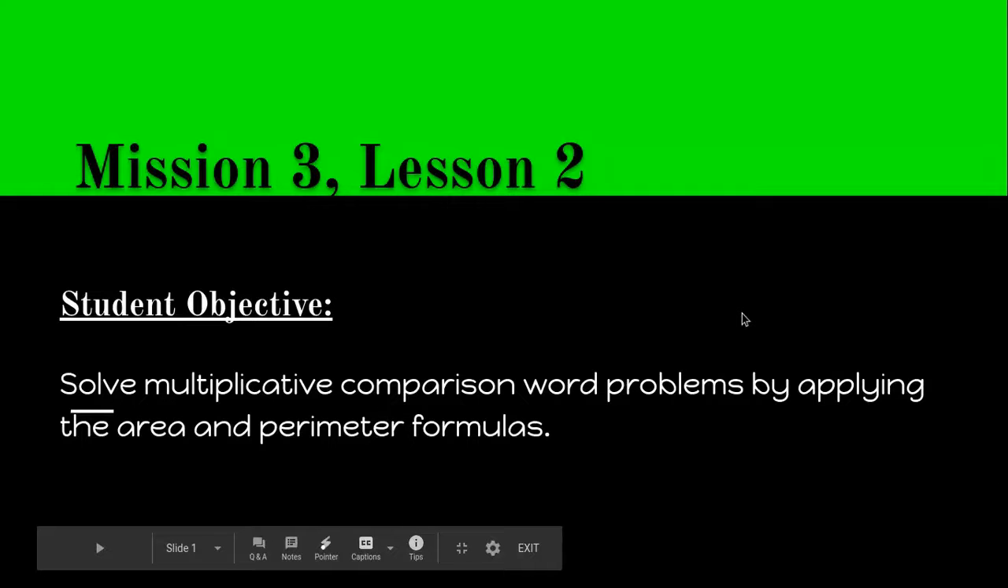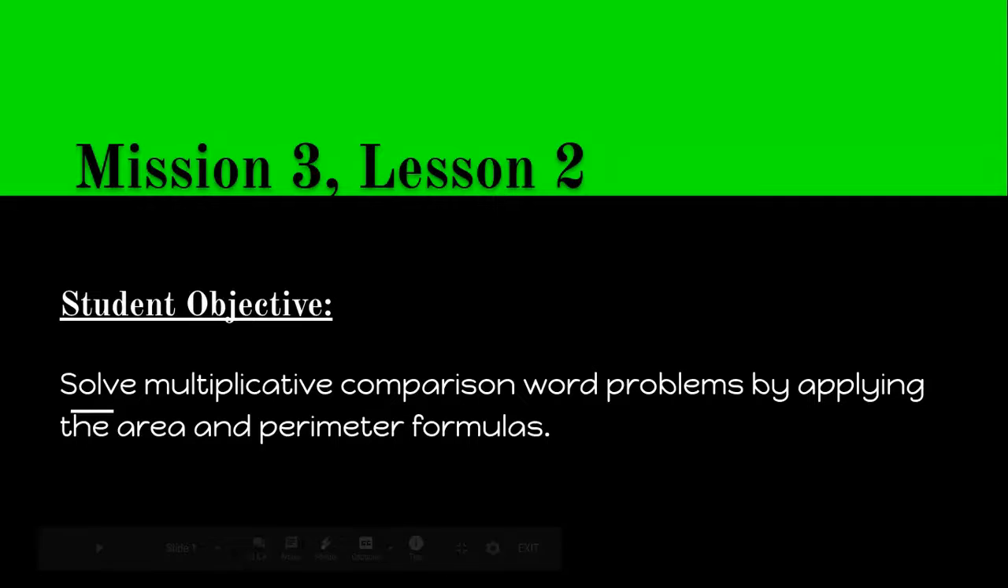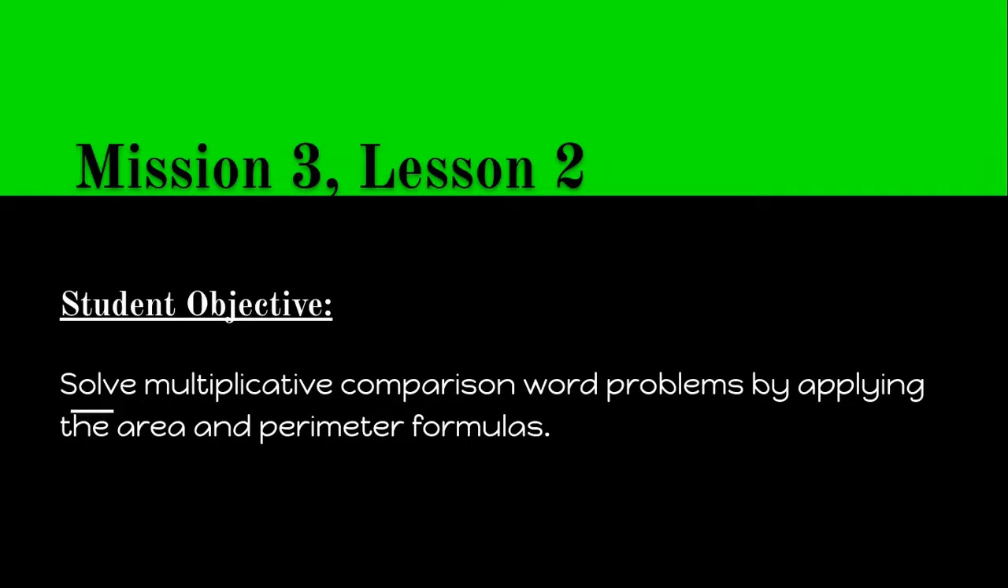Hello, and welcome to Mission 3, Lesson 2. Our student objective for this lesson is to solve multiplicative comparison word problems by applying the area and perimeter formulas. Multiplicative is a fancy word for multiplication. So solve multiplication comparison word problems by applying the area and perimeter formulas.